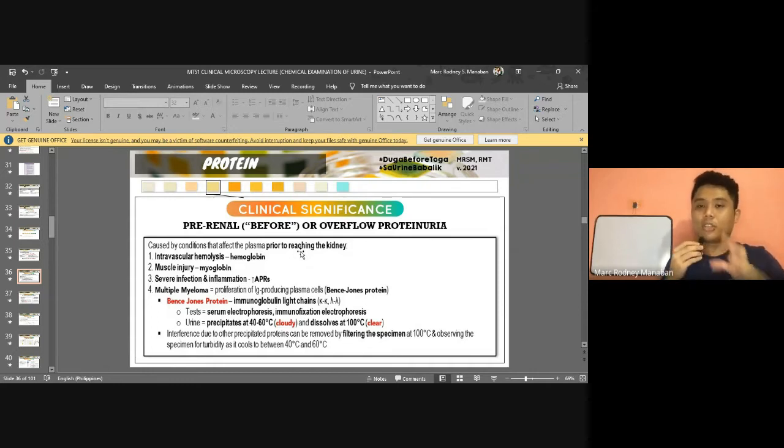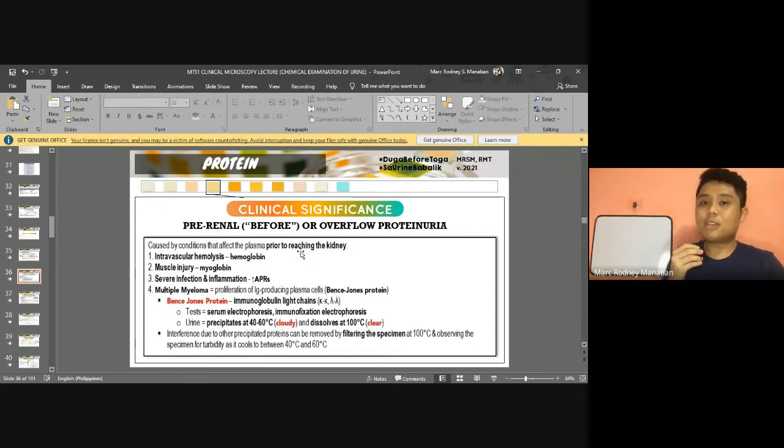Alright, but of course, this is just one of the supplementary tests. It's not usually definitive, especially for multiple myeloma, all right? Because for multiple myeloma, the best test to perform is of course electrophoresis. Your immunoelectrophoresis or serum electrophoresis, all right? That's the best test.